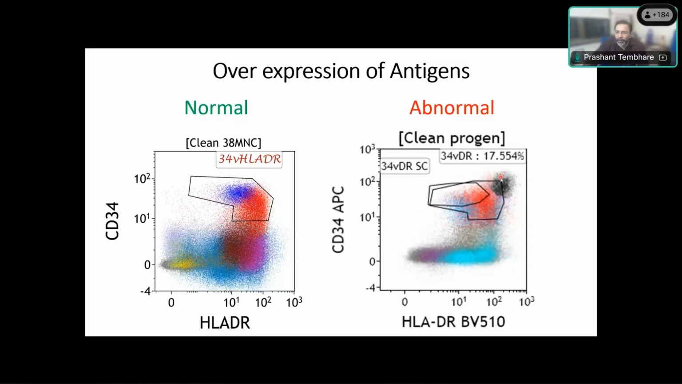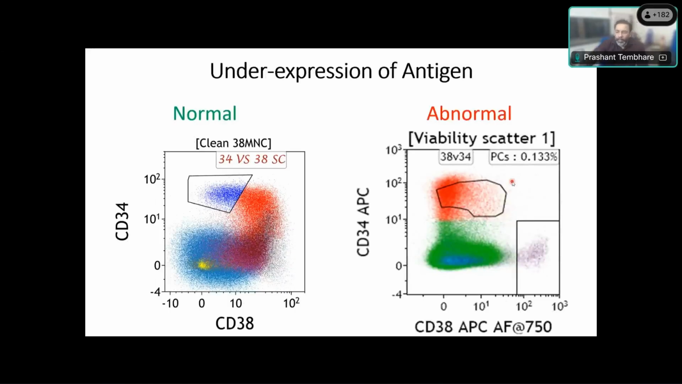But if you have abnormal, here you can see the HLA-DR is strongly expressed. This black population is abnormal because it is above the normal level of expression, both CD34 as well as HLA-DR. Then normally we have CD38 expression like this, right? We have some stem cells and there are some committed cells showing CD38 expression. But if all of the cells show loss of CD38, that also becomes abnormal.